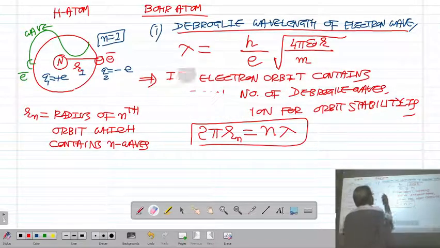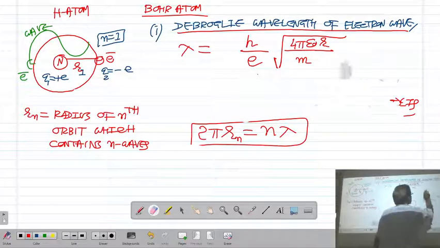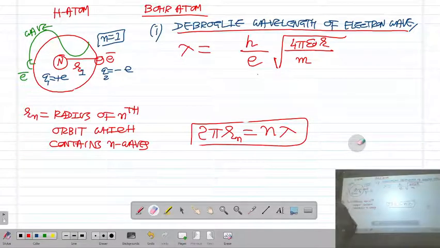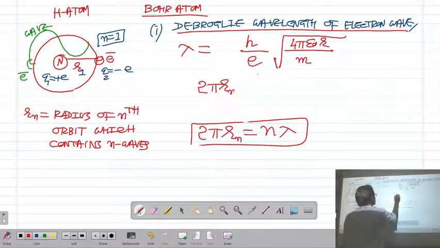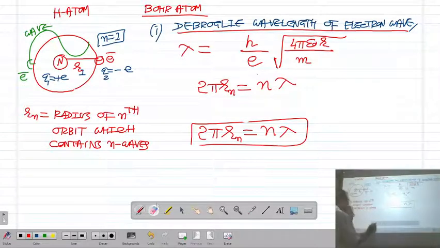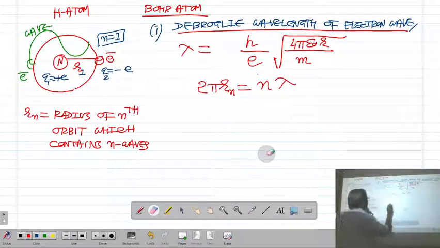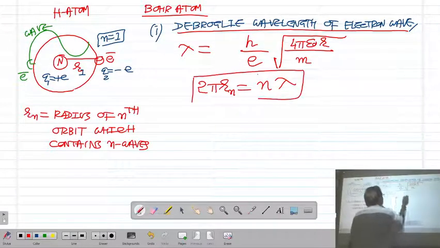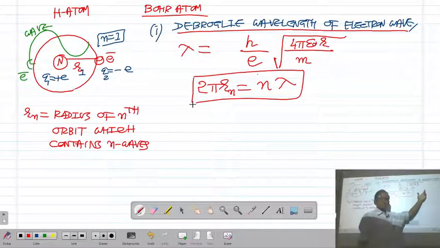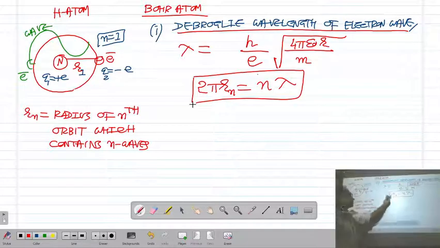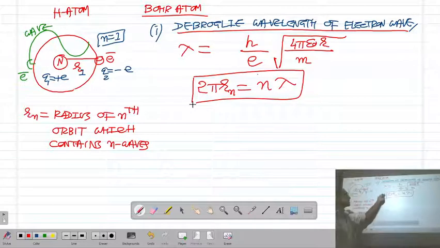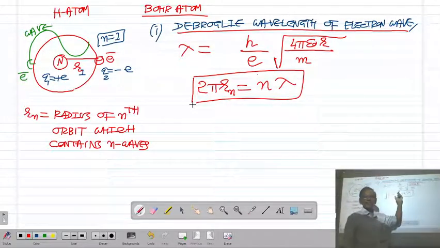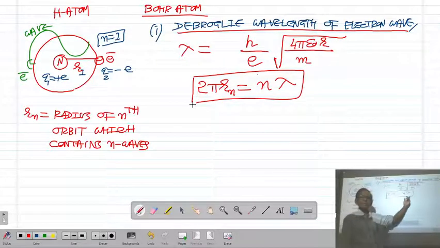Now in this equation, let us see what happens if we put the value of lambda. 2 pi r is equal to n lambda. What this equation says is that if the circumference 2 pi r of the electron orbit contains n waves, then the length of n waves will be n lambda. If it contains one wave, then 2 pi r is equal to 1 lambda. If it contains two waves, then it is equal to 2 lambda. If it contains n waves, then it is equal to n lambda.